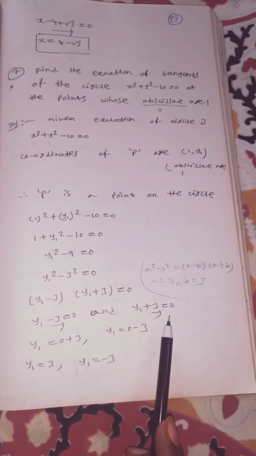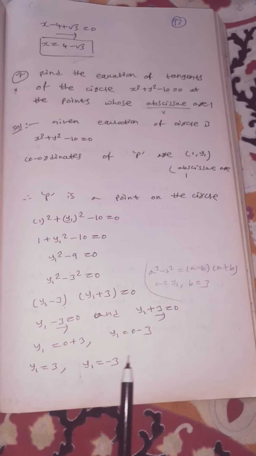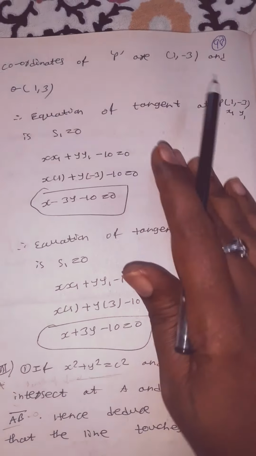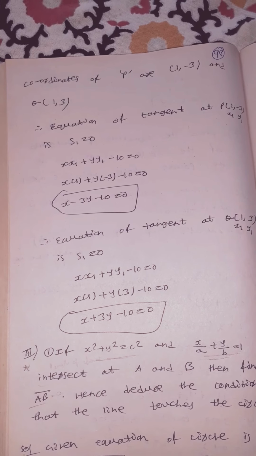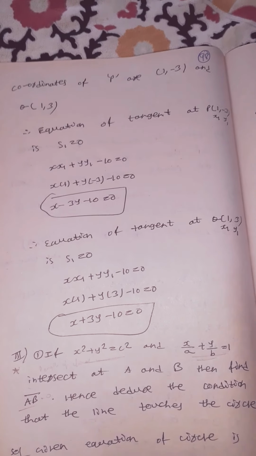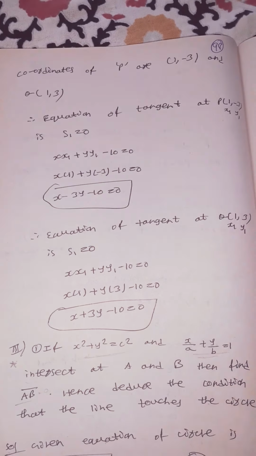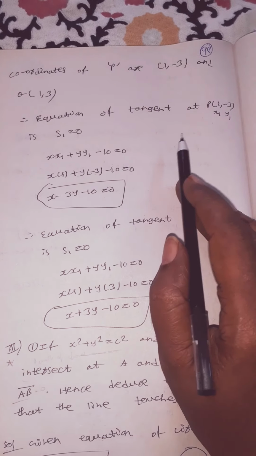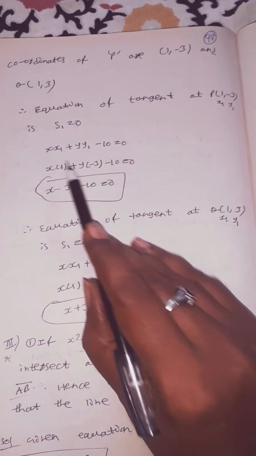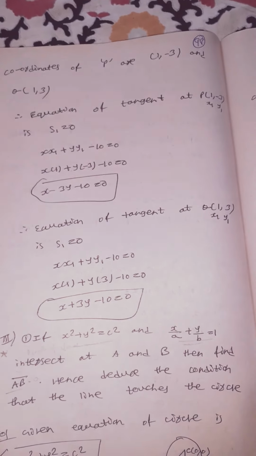Send minus 3 to that side, plus 3 to that side. So minus will become plus, plus will become minus. 0 plus 3 is 3, 0 minus 3 is minus 3. Therefore coordinates of P are (1, minus 3) and Q (1, 3). So equation of tangent at P (1, minus 3) is S1 equal to 0, xx1 plus yy1 minus 10 equal to 0. So x into 1 plus y into minus 3 minus 10 equal to 0. So x into 1 is x, plus into minus, minus 3y minus 10 equal to 0.